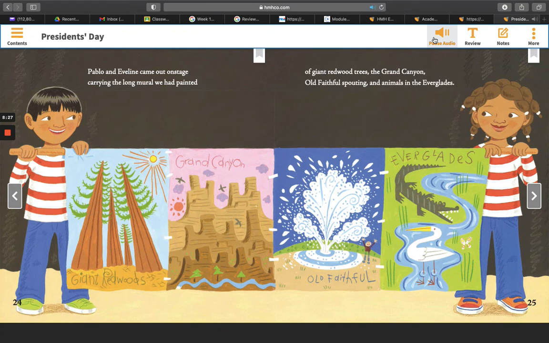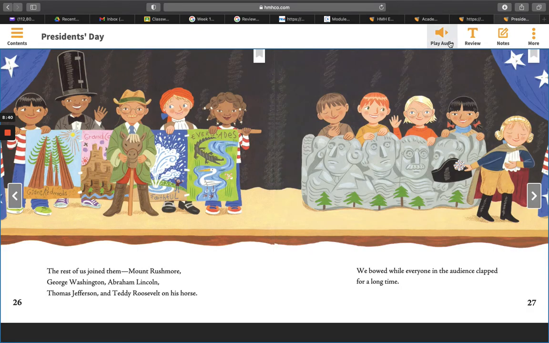Pablo and Evelyn came out on stage carrying the long mural we had painted of giant redwood trees, the Grand Canyon, Old Faithful spouting, and animals in the Everglades. The rest of us joined them: Mount Rushmore, George Washington, Abraham Lincoln, Thomas Jefferson, and Teddy Roosevelt on his horse. We bowed while everyone in the audience clapped for a long time.